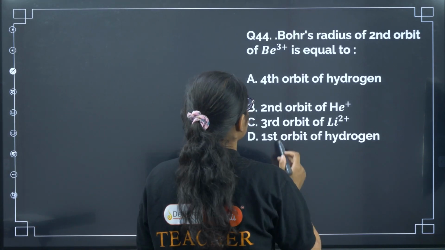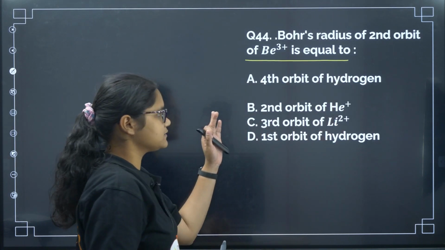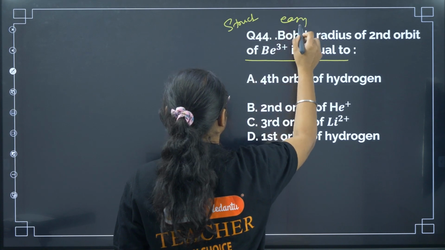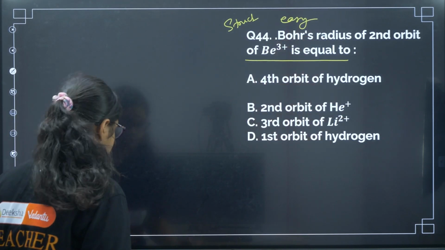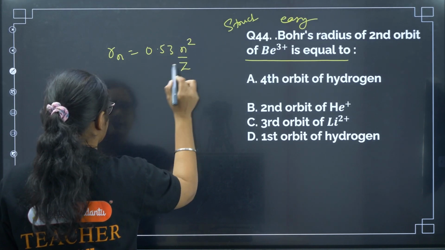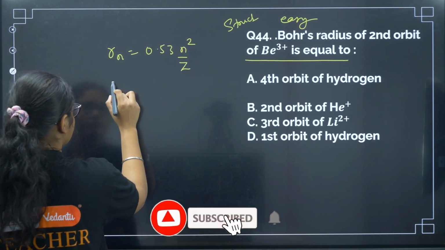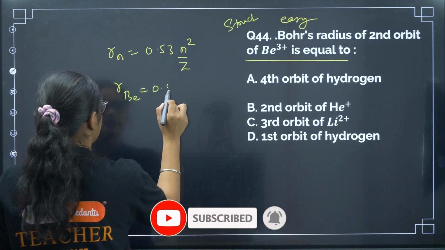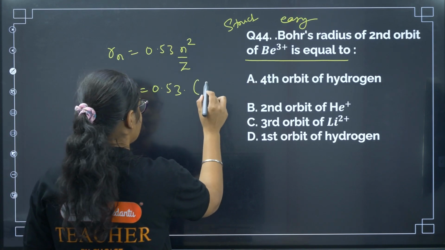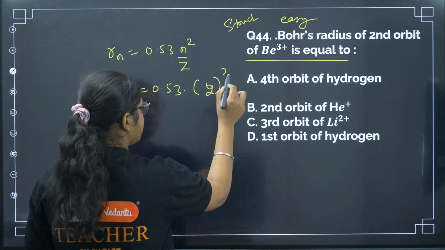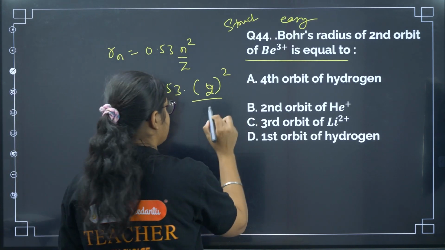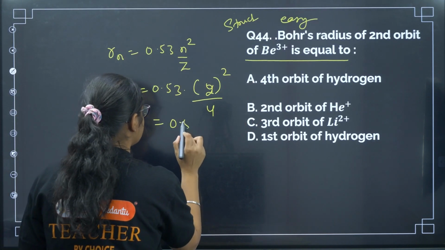Next, Bohr's radius of the second orbit of Be3+ is equal to. Okay, so this is a very easy question. This question is from your structure of atom chapter. Okay, first of all, what is the general formula for any radius? Rn is equal to 0.53 n square by Z. Okay, so for Be3+, for R of Be, we will have 0.53 into n square. n means the orbit number. So second orbit, that is 2 square, divided by Z. Hydrogen, helium, lithium, beryllium. So the Z value for beryllium is 4. So this 4 will get cancelled, that is 0.53.